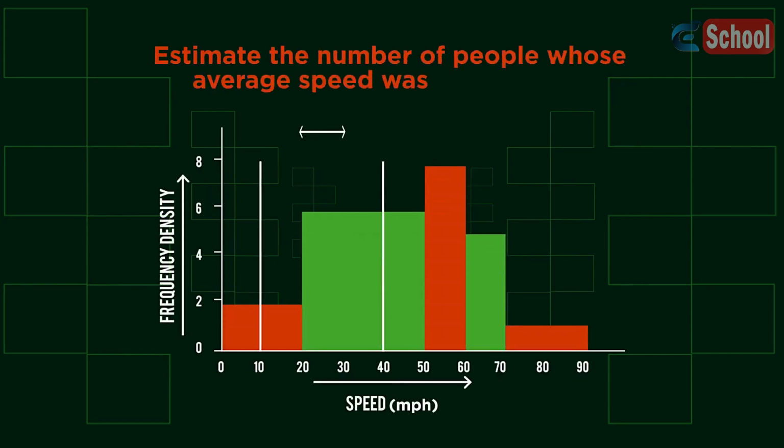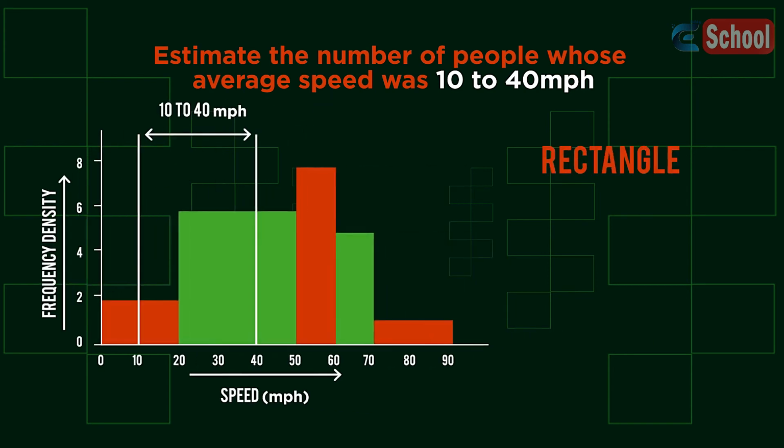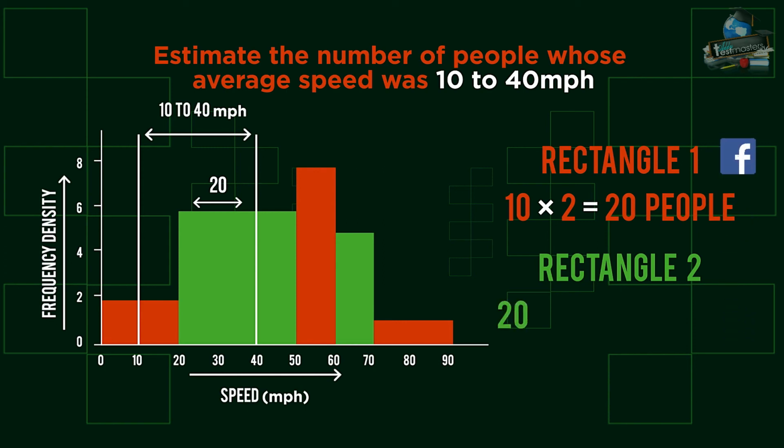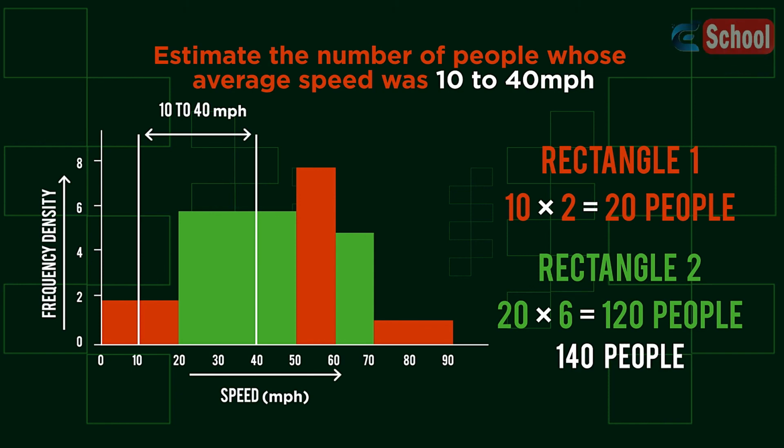Have a go at this question. Estimate the number of people whose average speed was 10 to 40 miles per hour. Rectangle 1 has a width of 10 between 10 and 20, a frequency density of 2, so 20 people in total. Rectangle 2 has a width of 20, from 20 to 40, and a frequency density of 6, so 120 people in total. There are therefore, as an estimate, 140 people whose average speed was in the range of 10 to 40 miles per hour.